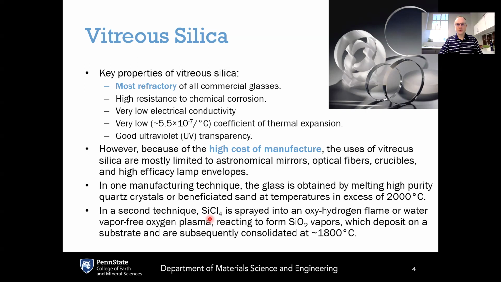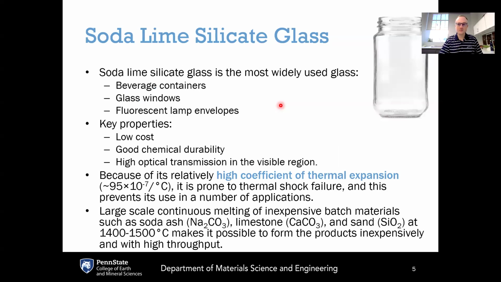We are going to return to vitreous silica a bit later in the course. For now, just know that this is the simplest glass in the sense that it has only one chemical component to it, SiO2 or silica, and know some of its key properties, including its high heat resistance, very low thermal expansion coefficient, very low electrical conductivity, and high chemical corrosion resistance.